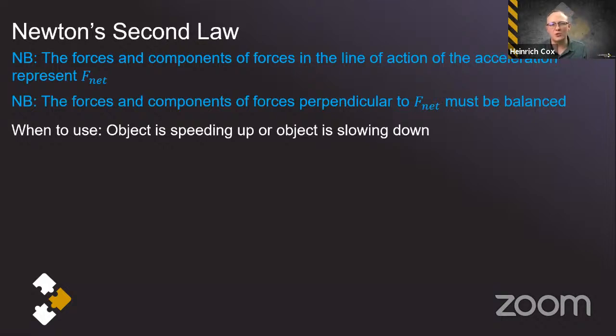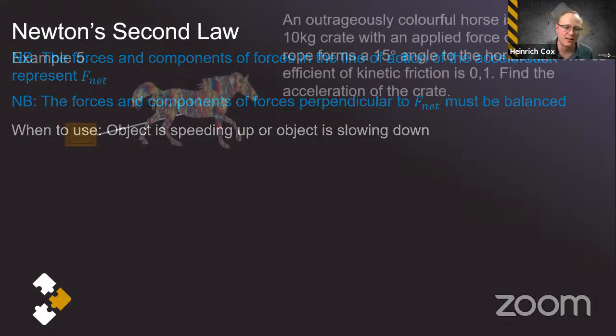So when do you use this? Well, when the object is speeding up or if it's slowing down, right? So first law, if it's stationary or moving at constant velocity, F net equals 0. Second law, if the object is speeding up or the object is slowing down, F net equals mass times acceleration.